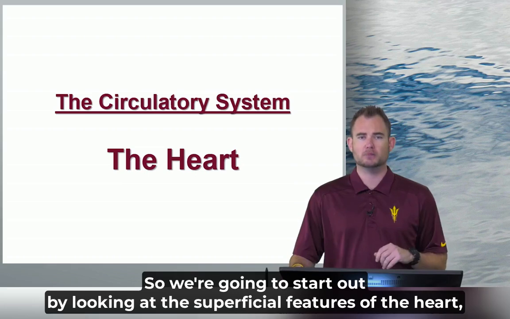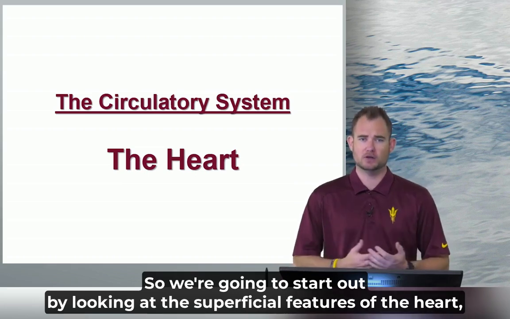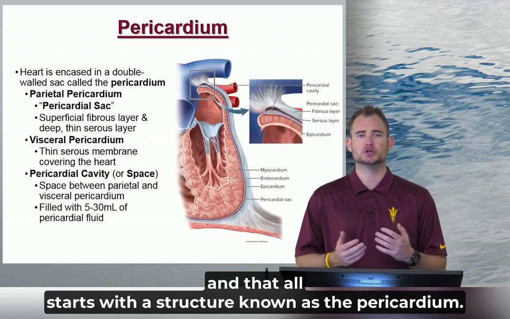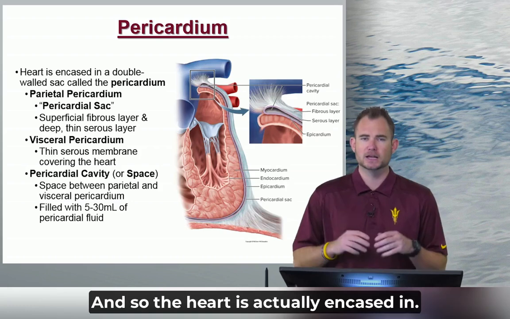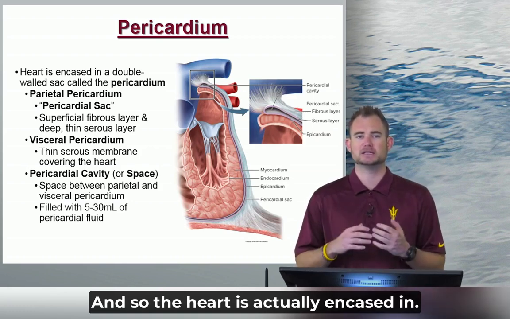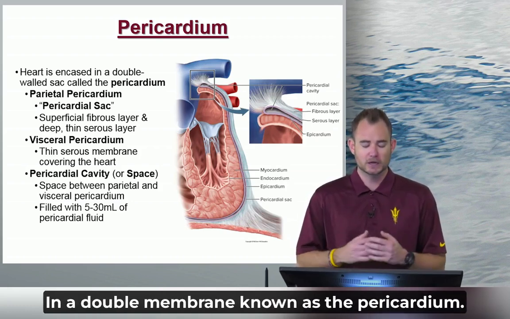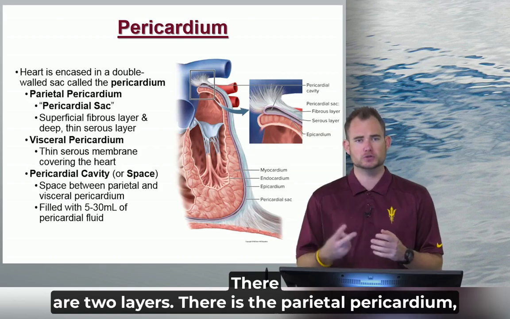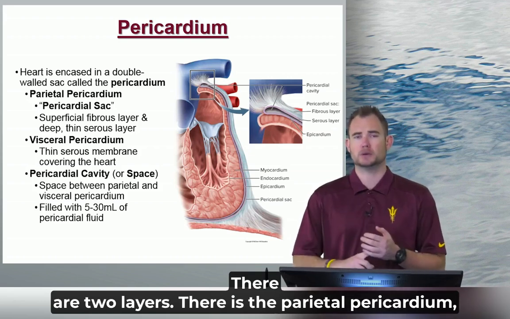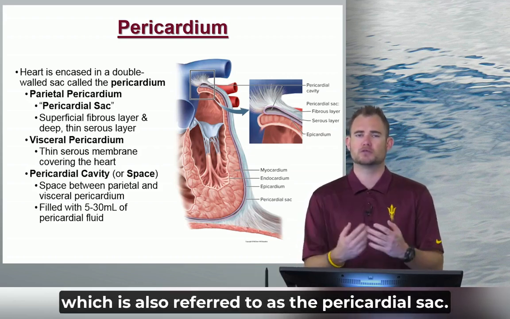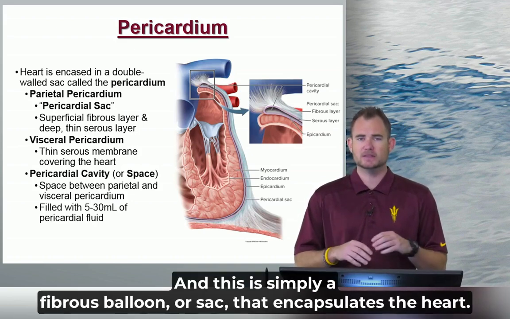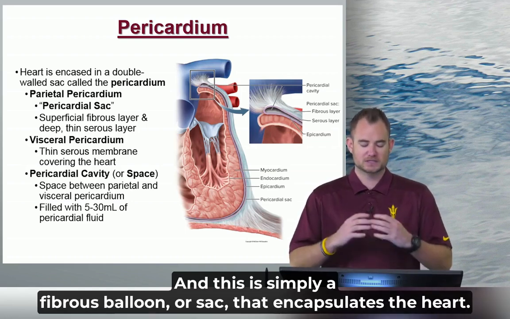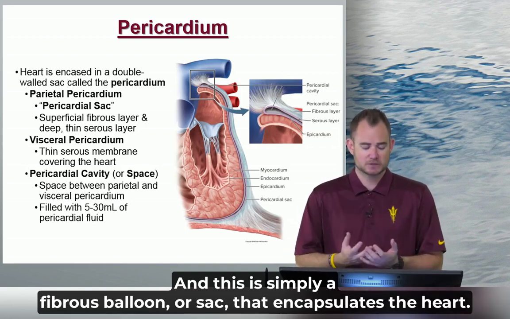So we're going to start out by looking at the superficial features of the heart, the superficial anatomy, and that all starts with a structure known as the pericardium. The heart is actually encased in a double membrane known as the pericardium. As I said, it's a double membrane. There are two layers. There is the parietal pericardium, which is also referred to as the pericardial sac, and this is simply a fibrous balloon or sac that encapsulates the heart.